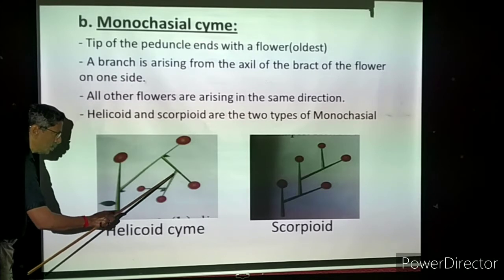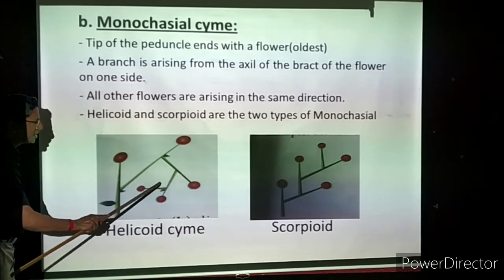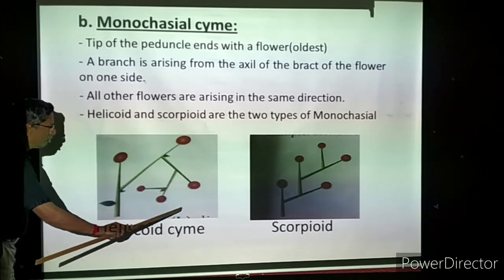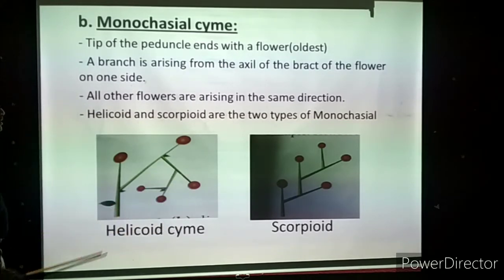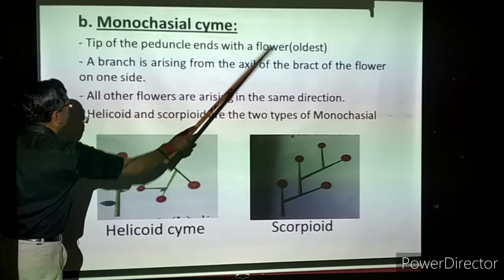Again, on this branch one more right side branch will be there. Next one, next one. Like that the flowers are present. So the branching will be forming a spiral like that. That is one type. The tip of the peduncle ends with the older flower.